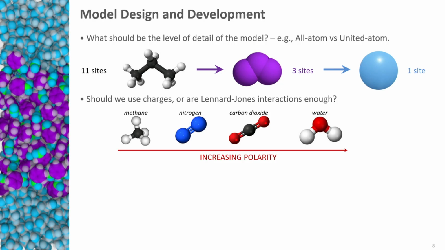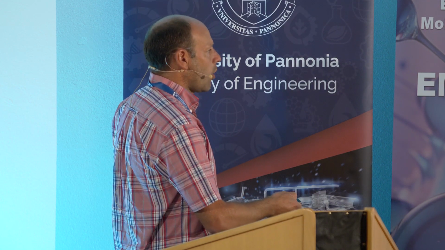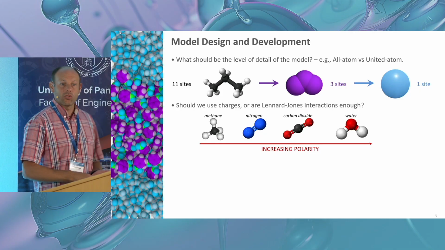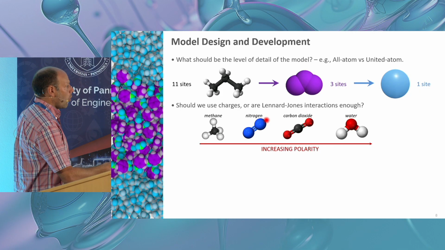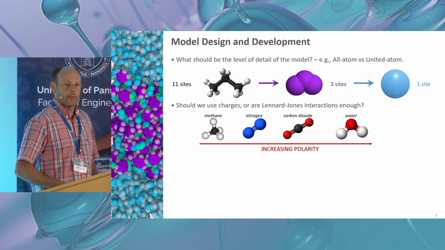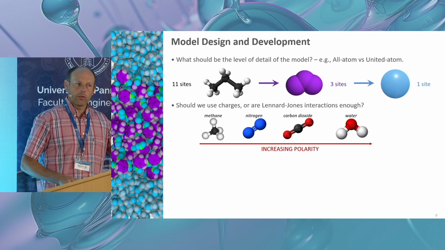The same is true about electrostatics. So do we need to use charges, or is Lennard-Jones enough? And you might say, well, it depends on the polarity, of course. So for methane, you don't have to use charges. It's pretty much neutral. And with nitrogen, probably you can get away without, but it improves a little bit when you add charges. Carbon dioxide, I would say probably at this stage you do need to have charges because it's strongly quadrupolar. And then for water, it's obvious that you need to use charges, as I showed you in the previous slide.